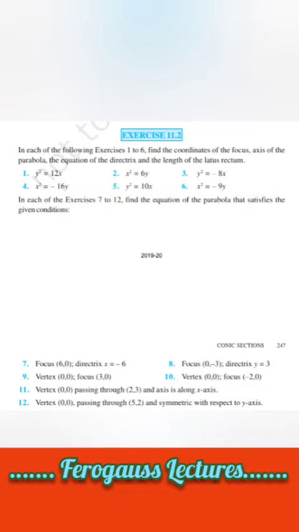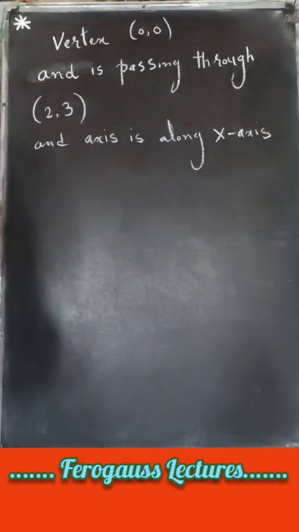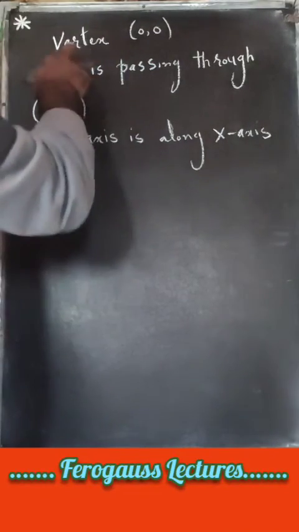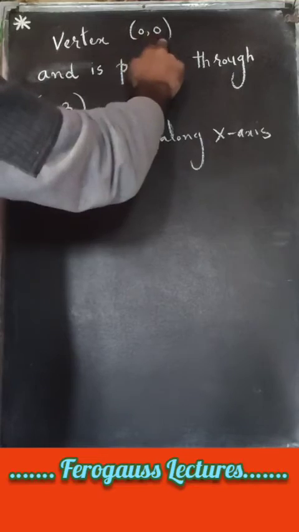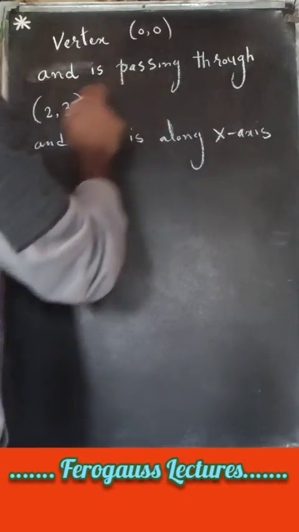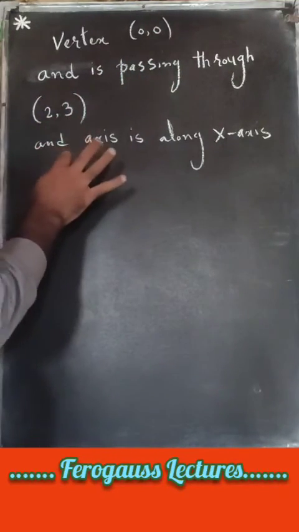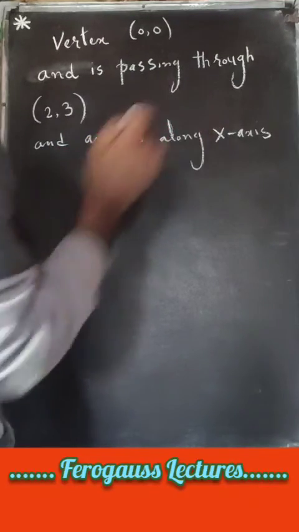Now it is given that the vertex of the parabola is (0, 0), that is the origin, and the parabola is passing through the point (2, 3). Also, the axis of the parabola is along the x-axis. We have to find the equation of the parabola. Let us find it. Here we have to find the equation of the parabola with vertex at the origin, passing through the point (2, 3), with its axis along the x-axis.